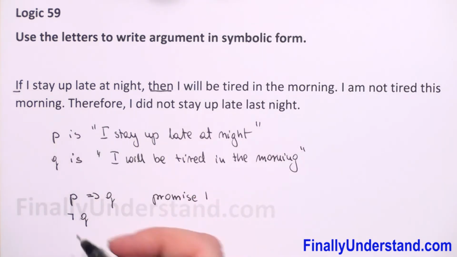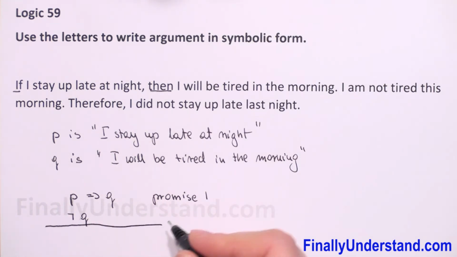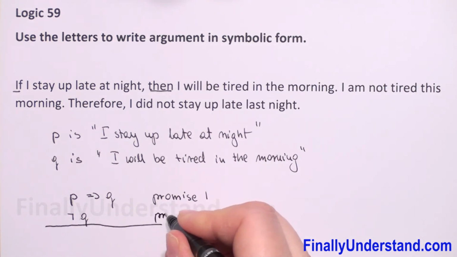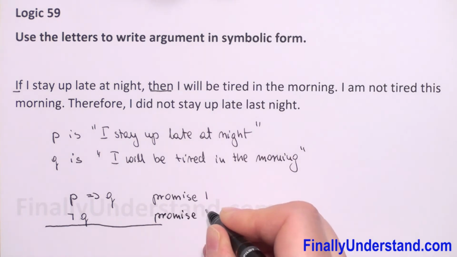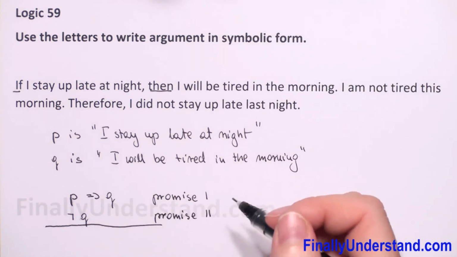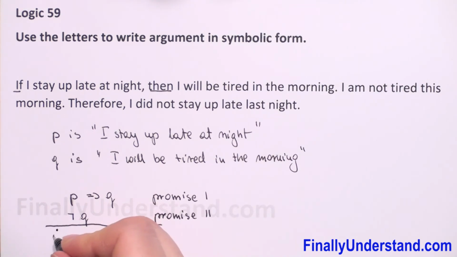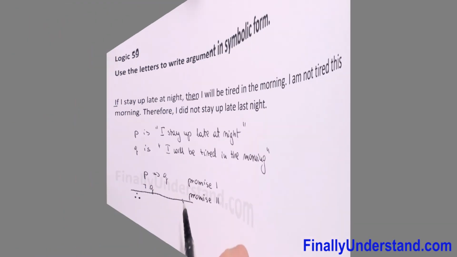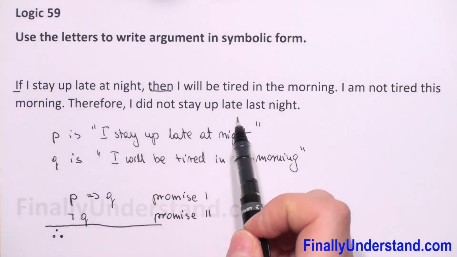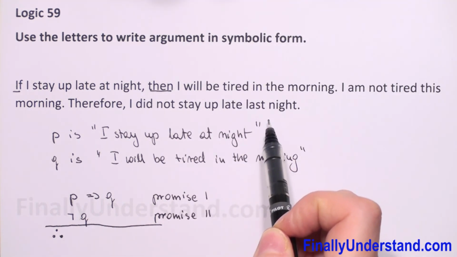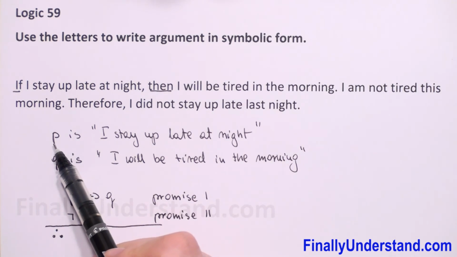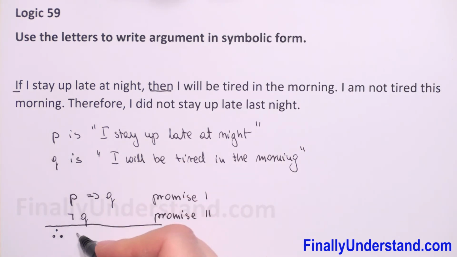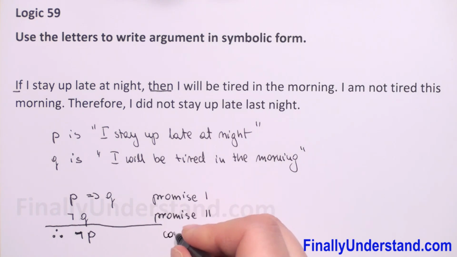Next we have therefore. So it means we have to underline our premises. We have 2 premises, first and second. And now for word therefore we have to put 3 dots. And next we have I did not stay up late last night. So this is negation of our simple statement P. So we have not P. So this is our conclusion. This is my solution.